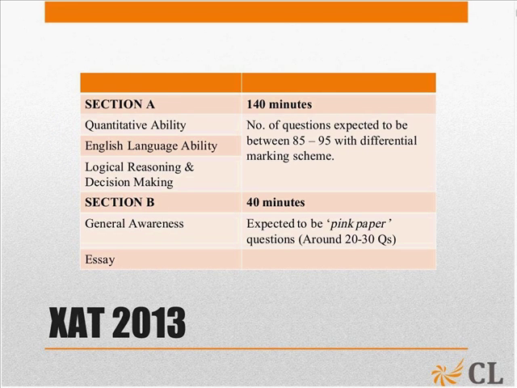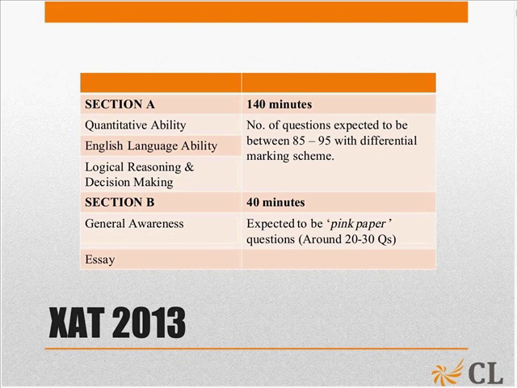So this is the XAT 2013 question paper. It is broadly divided into two parts. The first part is 140 minutes, three areas. One is quantitative ability, second is English language ability, logical reasoning and decision making. Though the XAT does not clearly tell us the number of questions, what we understand is that it will be anywhere between 85 to 95. In XAT 2012, the number of questions were 85, so it should be around that range.